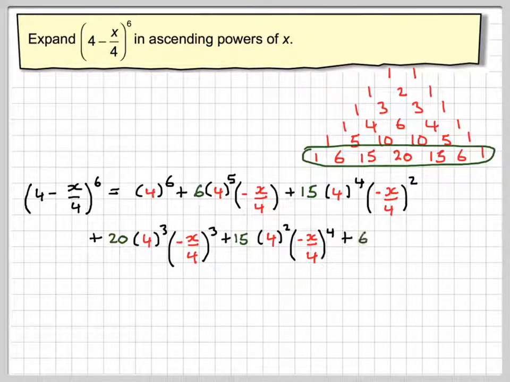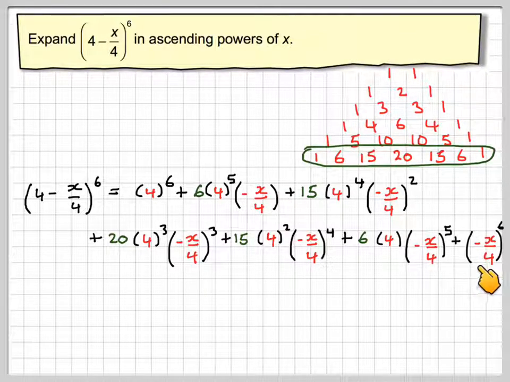Next one is going to be plus 6 times 4 times (-x/4)^5, and the last term will be plus (-x/4)^6. So the powers of 4 are decreasing, and the powers of -x/4 will be ascending. Therefore, we're going to have ascending powers of x.